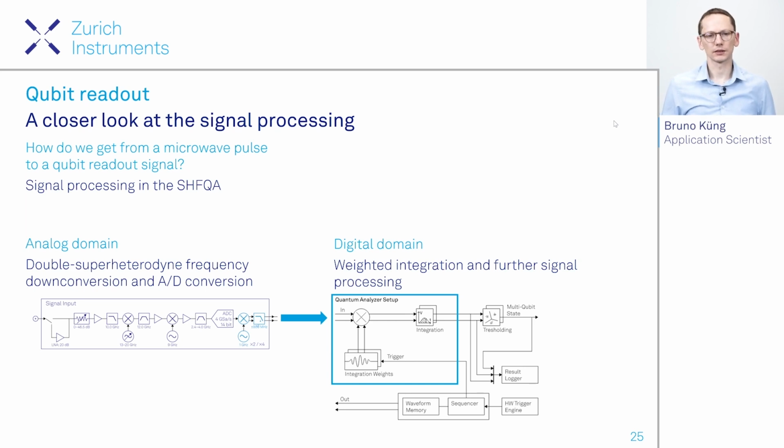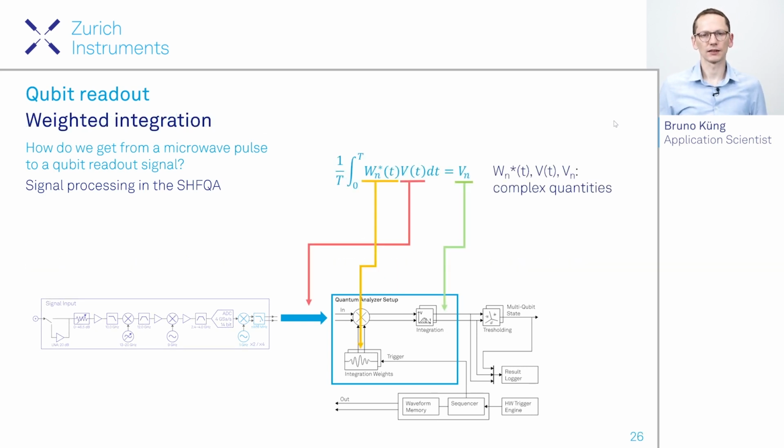And it will do two signal processing parts. The first is in the analog domain, where the instrument performs a double superheterodyne frequency conversion, getting the signal from the microwave domain to the baseband, where it's digitized and exists as a complex baseband signal. And then there is a digital signal processing, where this signal is further processed by a weighted integration step and further steps. And it's this weighted integration step which is really at the heart of the signal processing.